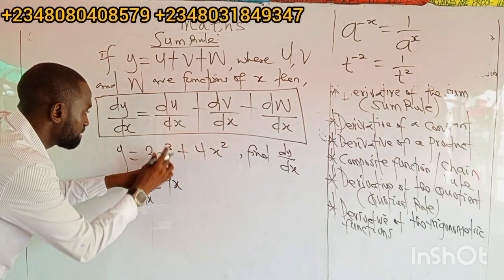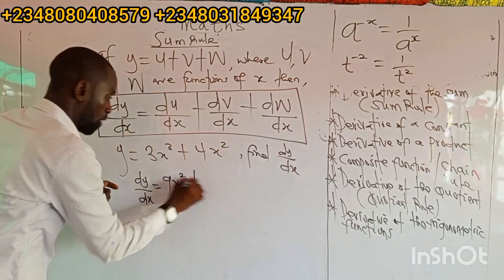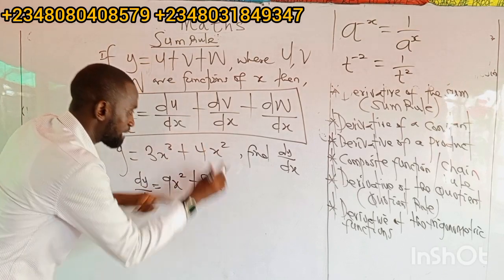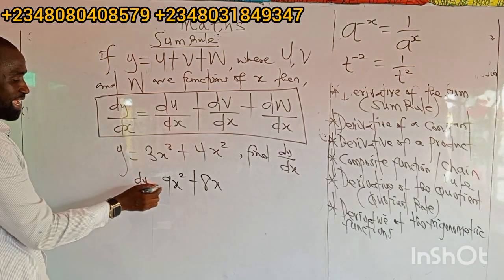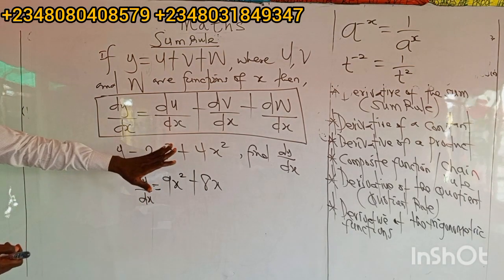Then I have my x. 3 minus 1, that is what now? That is 2 for this one. Okay? Then plus 2 times 4, 8. I'll write my x back. Then 2 minus 1 will give us what now? 1. So it will just be 9x squared plus 8x. Are you with me? So this is what we call the sum rule.